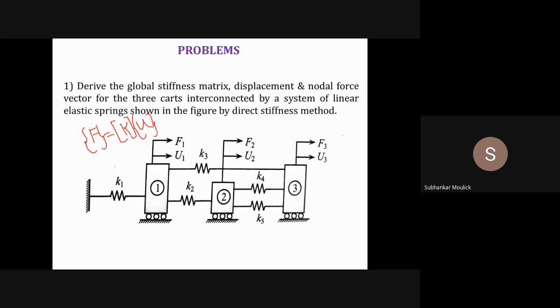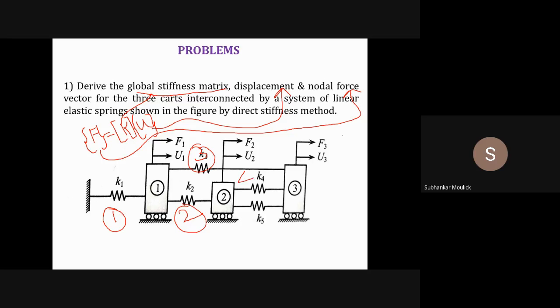What is this K? This K is my global stiffness matrix that I need to determine for the entire problem. What is this F? This F is nodal force vector that also I need to determine. And what is U? U is the nodal displacement of the entire problem that I need to determine. So if you see in this particular problem, there are total 5 elements: 1, 2, 3, 4, and 5.